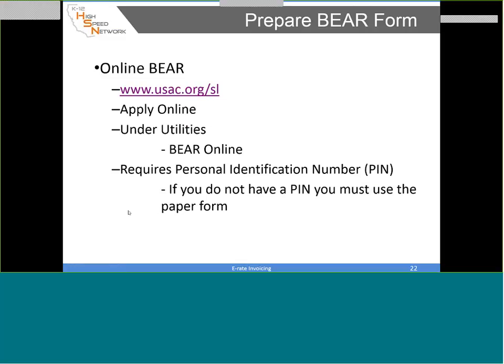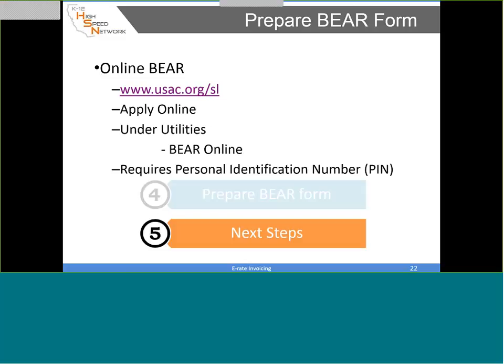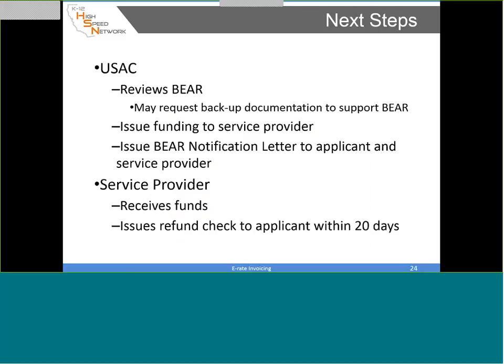So success, you've either filed your BEAR online or you've submitted your BEAR via paper. Then what? The next steps, USAC is going to review your BEAR. To them, a BEAR is an invoice. So that's why we call this E-rate invoicing. To USAC, a BEAR or a SPI, either one, is an invoice. Well, they might request that you provide them some backup documentation to support your figures. So be prepared for that. That's the very reason we encourage you to do the spreadsheet straight from your bills and to maintain that documentation.